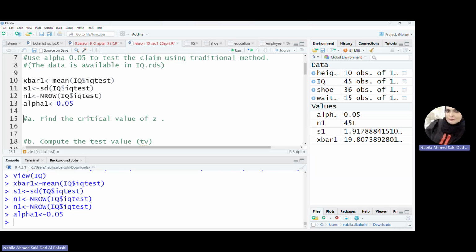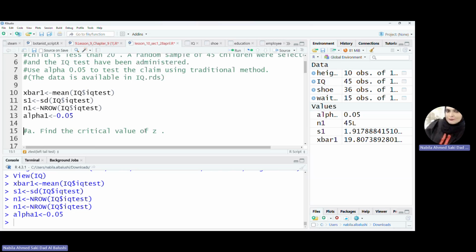Find the critical value. Why do we say here Z, not T? Because the sample size is big, we have 45 observations. So the critical value for Z, since this is a left tail test, will be negative. Left tail means the region is on the left side, as you study in the theory class.